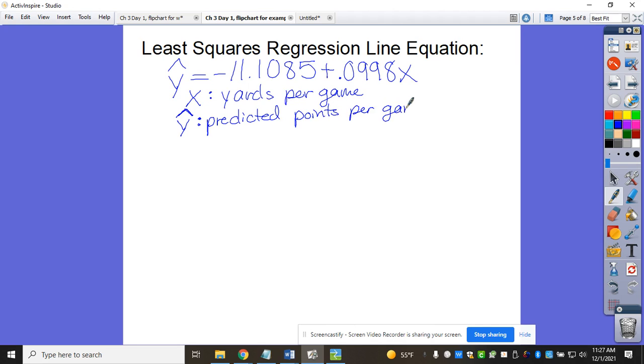So anytime you write the equation, you have to define your variables with it. So we can now use this to predict for any team in 2015 college football that were in one of these conferences or something comparable to this. We could say if they had this many yards per game, this is about how many points they would have per game. And this equation could find that for us.